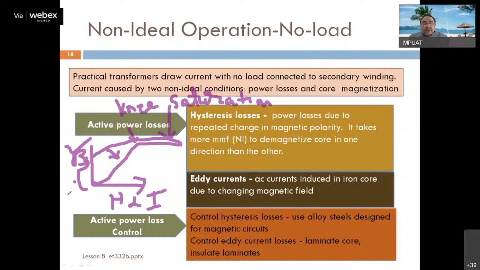And this we will call hysteresis. This phenomenon is called hysteresis, and the energy which is being acquired by the core is called hysteresis loss. The power which is being acquired by the core is called the hysteresis losses.